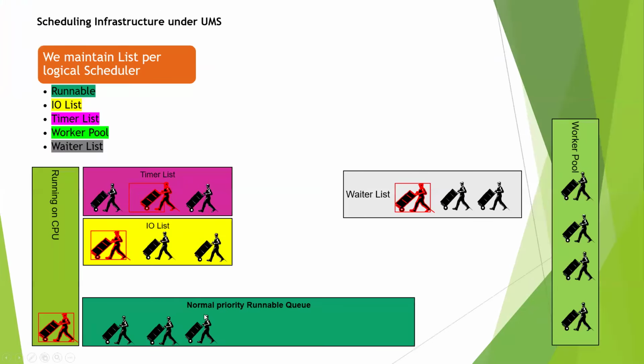For understanding, this is a normal priority runnable queue. I mentioned runnable queue because it is ready and waiting for the CPU to be available. There is a thread currently executing on the CPU, and we have different workers and different queues. We have a worker pool, a waited list, a timer, an IO list, different lists that we have.